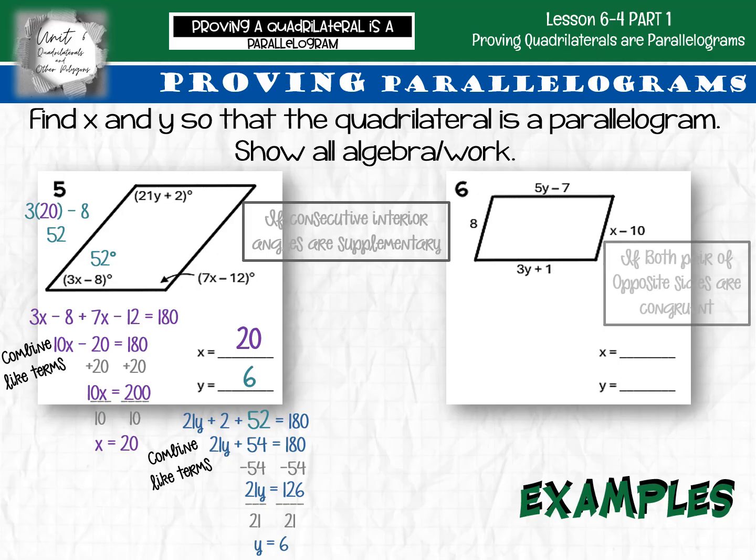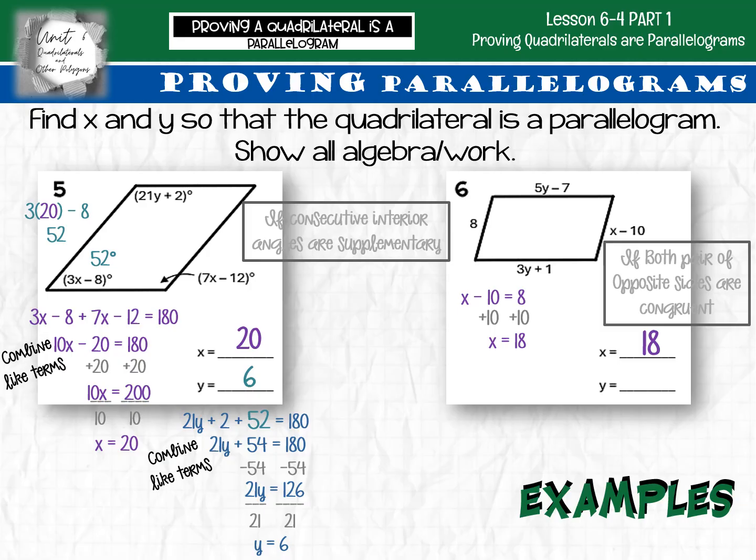Looks like in number 6 we're doing opposite sides having to be congruent. So let's set x minus 10 equal to 8 because those are opposite sides. They'd have to be equal to each other. Add 10 to both sides. X is 18. So that was a quick one.